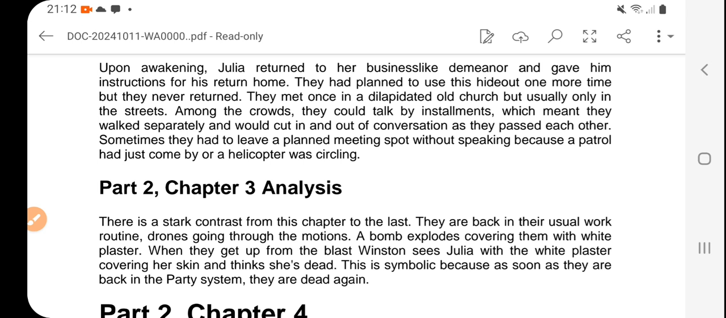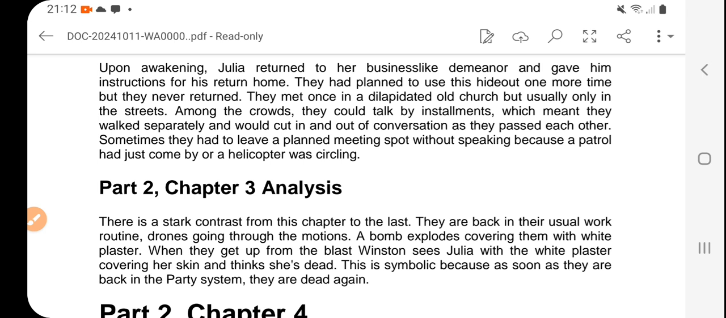They met once in a dilapidated church, but usually only in the streets among the crowds. They could talk by installments, which meant they walked separately and would cut in and out of conversation as they passed each other. Sometimes they had to leave a planned meeting spot without speaking because a patrol had just come by or a helicopter was circling.